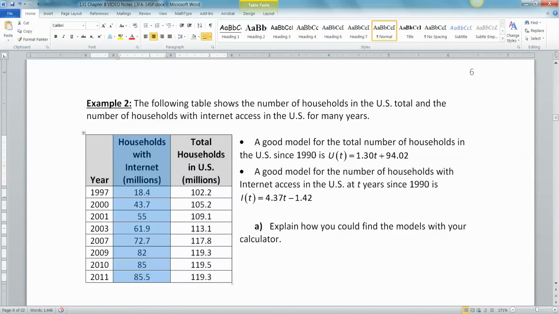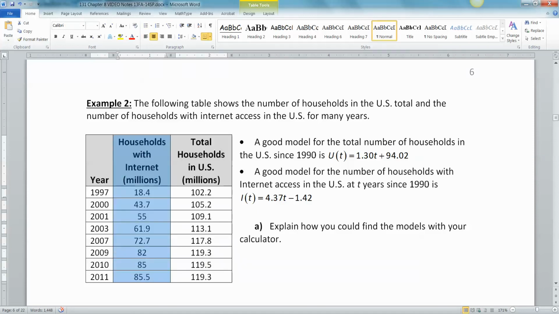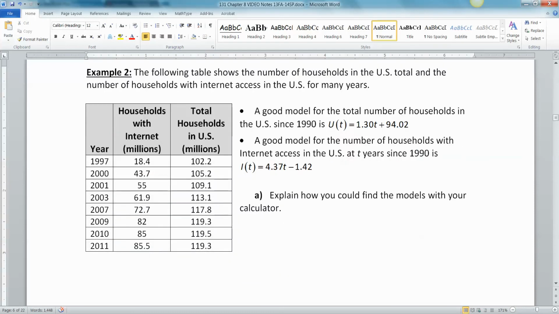So a good model for the total number of households, this one, is U of t equals 1.30t plus 94.02. And a good model for the number of households, sorry, number of households with internet access, hence the letter I, would be 4.37t minus 1.42. All right, so I found those models for you when I made these notes, but how could you have done it yourself if you had to?